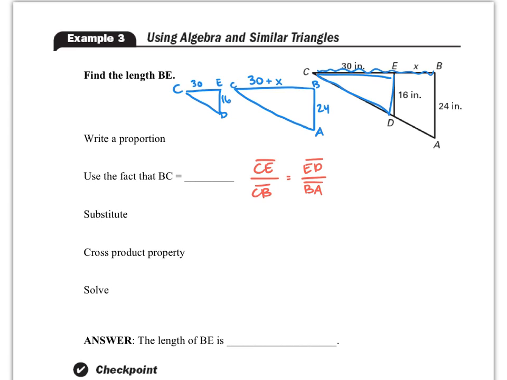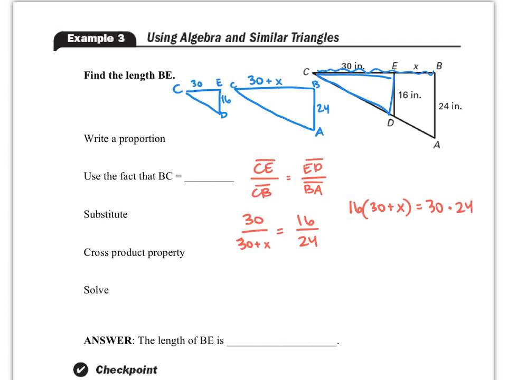I'm going to plug in what I know here. CE is 30. CB is 30 plus X. Make sure you get all of that. ED is 16. BA is 24. Now I'm going to use cross products, and this gets just a little bit tricky, but notice this is 16 times all of that. So 16 times 30 plus X equals 30 times 24.